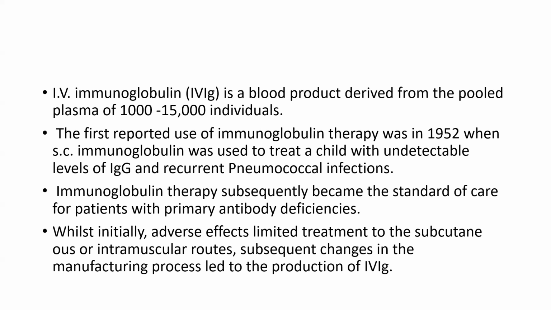The first reported use of immunoglobulin therapy was in 1952, where subcutaneous immunoglobulin was used to treat a child with undetectable levels of IgG and recurrent pneumococcal infection. Immunoglobulin therapy subsequently became the standard of care for patients with primary antibody deficiencies. While initially adverse effects limited treatment to the subcutaneous and intramuscular route, subsequent changes in the manufacturing process led to the production of IVIG.